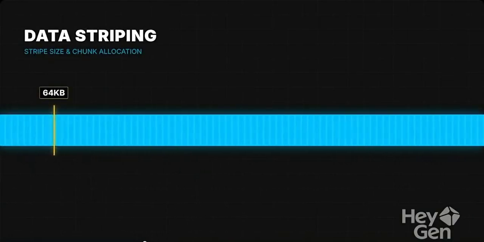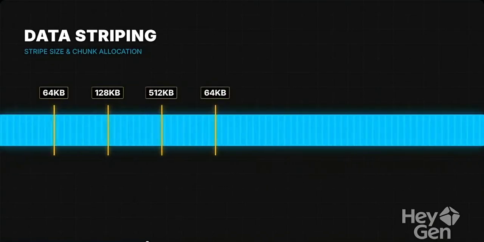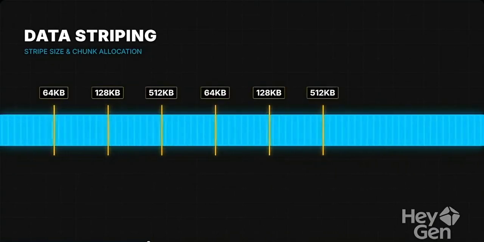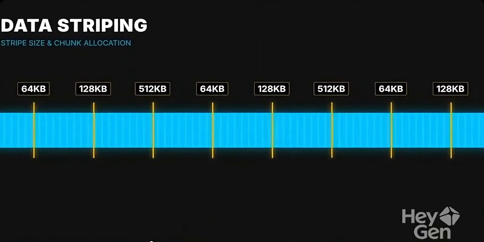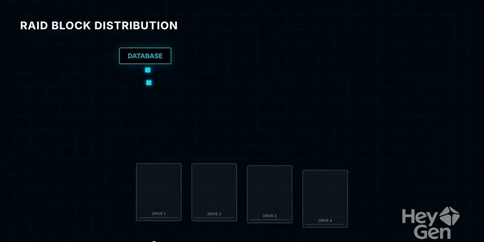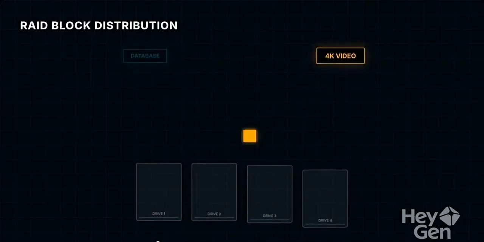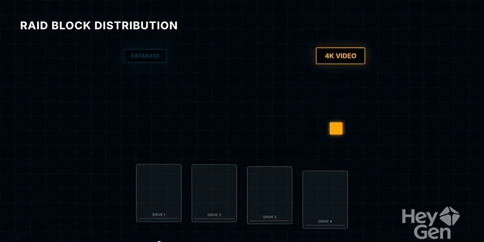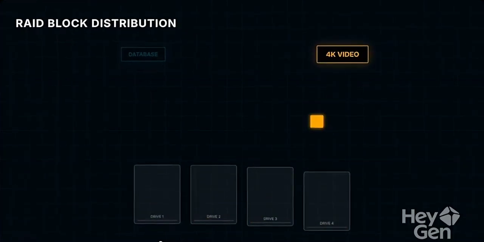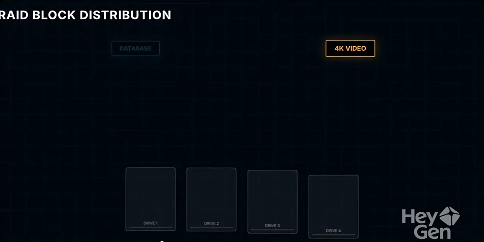It depends heavily on your stripe size or chunk size. When configuring an array, you define how data is carved up, typically into blocks ranging from 64 kilobytes up to 512 kilobytes or higher. Small chunk sizes are optimized for random I/O workloads, like databases, because files are distributed tightly. Large chunk sizes excel at sequential operations, allowing large media files to stream seamlessly across the array.